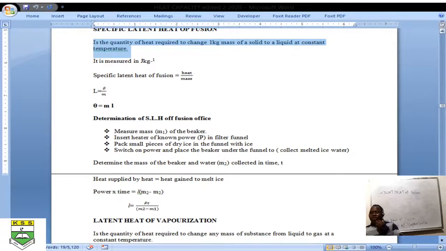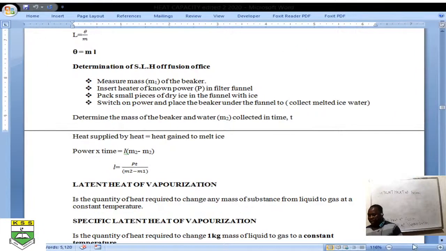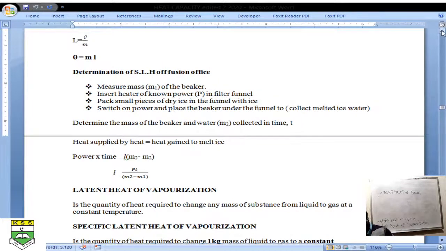Now the SI unit is measured in joules per kilogram, hoping you can see. By formula, we are saying that specific latent heat of fusion is heat over mass. Now, the heat, that one you're seeing as theta, it is supposed to be Q. And this is LF.